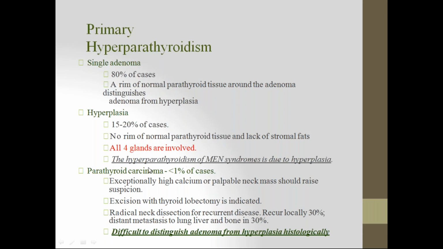Parathyroid carcinoma is rare, less than 1% of cases. Exceptionally high calcium or a palpable neck mass should raise suspicion of parathyroid carcinoma. Excision with thyroid lobectomy is indicated. Radical neck dissection is done for recurrent disease, which recurs locally in 30%. Distant metastasis to lung, liver, and bone may be present in 30% of cases. It is difficult to distinguish adenoma from hyperplasia histologically.